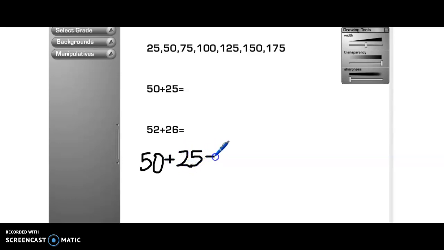And I know that 50 plus 25 equals 75. But I also know that there were some numbers that were left out, such as this 2 and this 1 right here from 26. So I need to add those onto the problem. So 2 plus 1 equals 3. And then I need to add them all together. So 75 plus 3 equals 78. That's how I would solve that kind of problem.